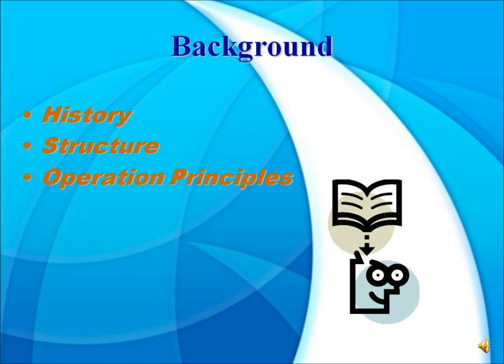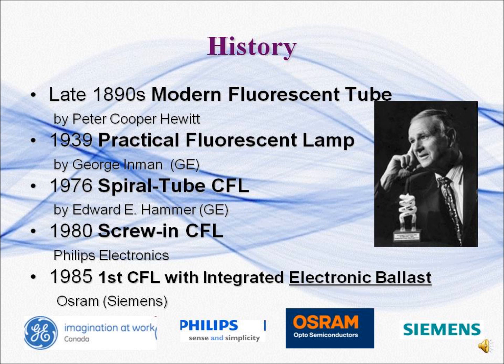In the first part, we are going to cover the history, structure, and operation principles of CFL. Back to the late 1890s, Peter Cooper Hewitt invented the modern fluorescent tube, which is the start of CFL technology. In 1939, General Electric introduced the first practical fluorescent lamp to the public in the World Fair in New York.